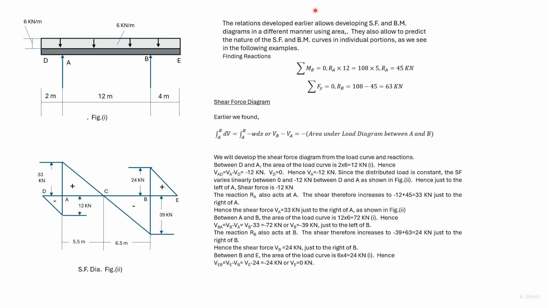We can find AC by considering proportions. So 33 divided by AC is equal to 39 divided by CB, from which we get AC as 5.5 meter and CB as 6.5 meter.